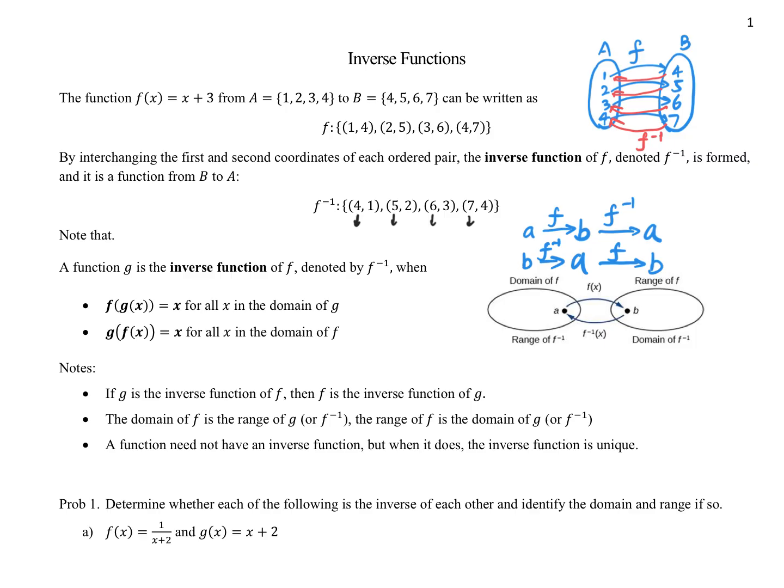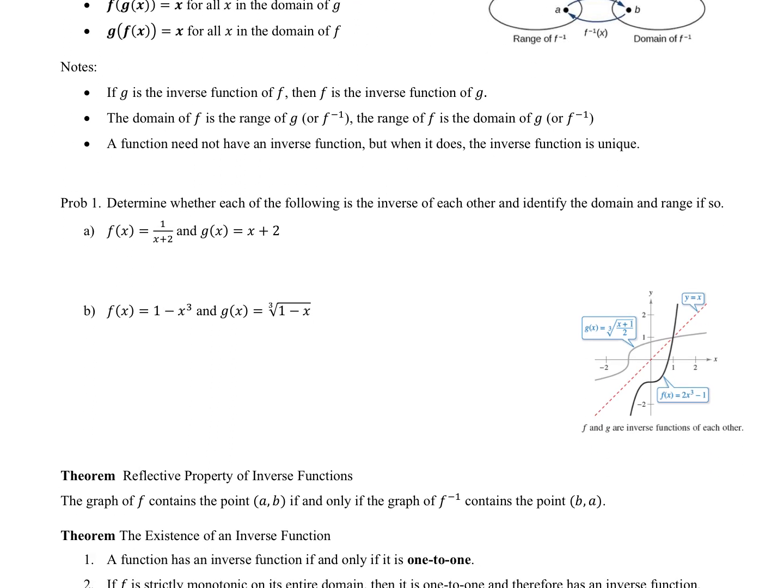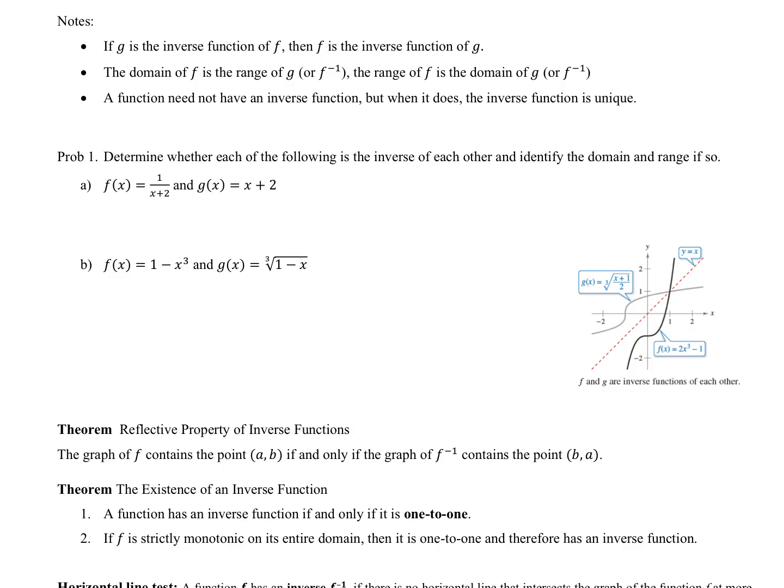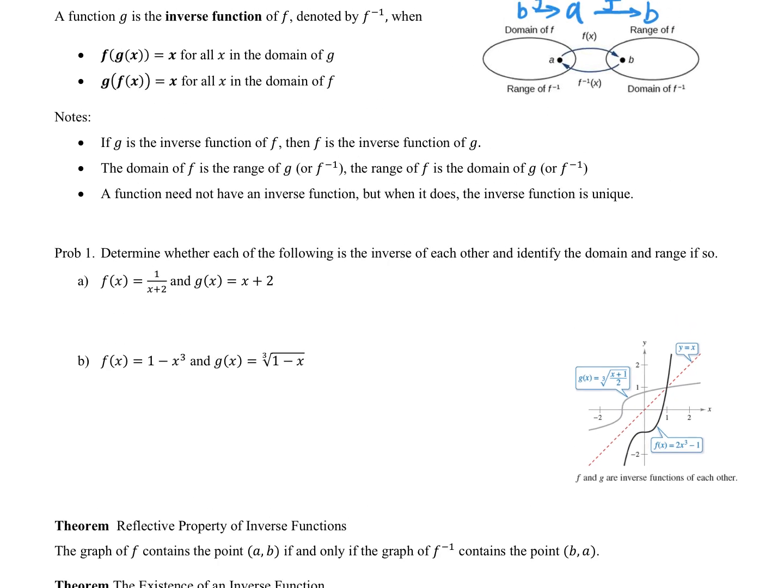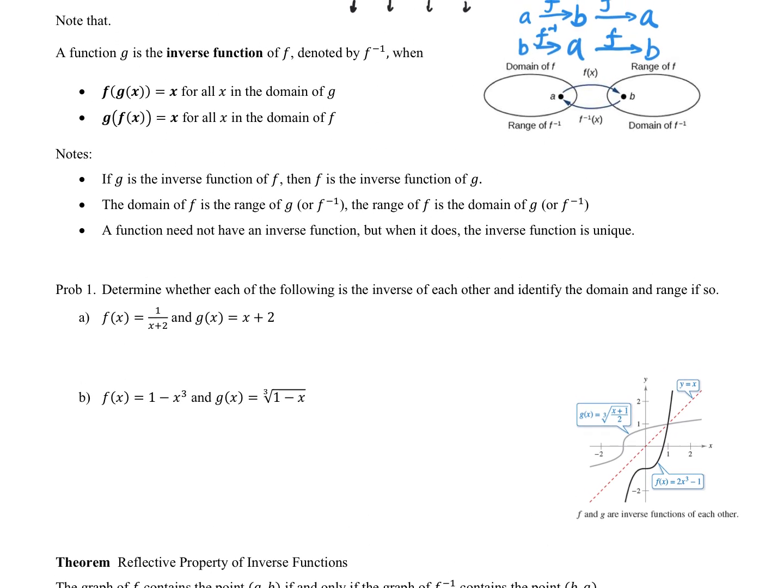Now let's do some examples. Here we would like to determine whether each of the following is the inverse of each other, and if so, identify the domain and range. Now, how do we identify whether they're inverses of each other? We just need to make sure that it meets the definition. So we have to check f of g, is that equal to x? If so, then we have to check g of f, is that equal to x? When these two are true, then we can conclude that they're inverses of each other.